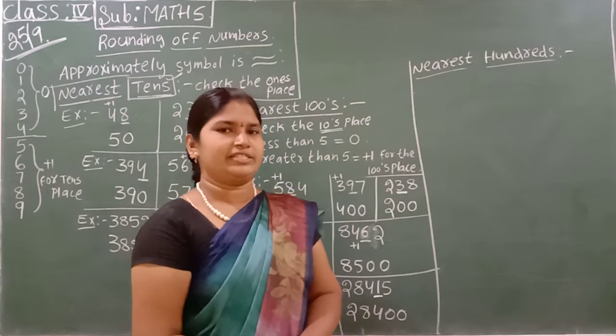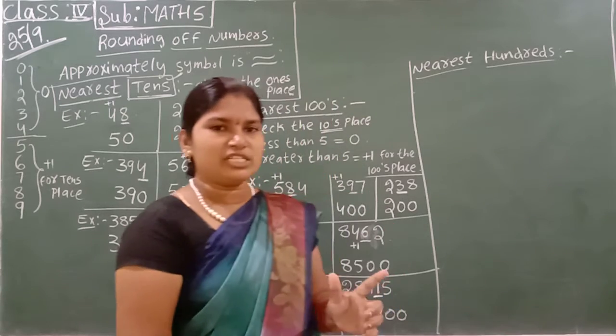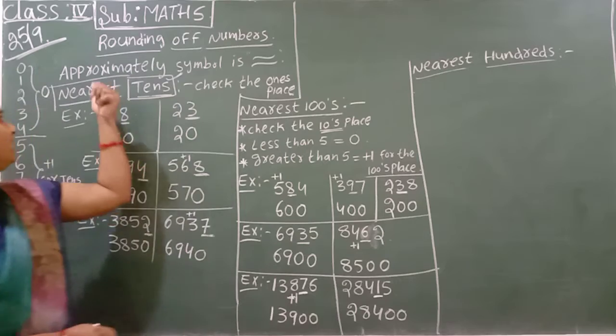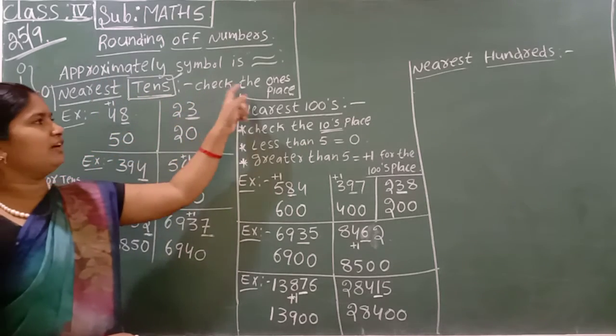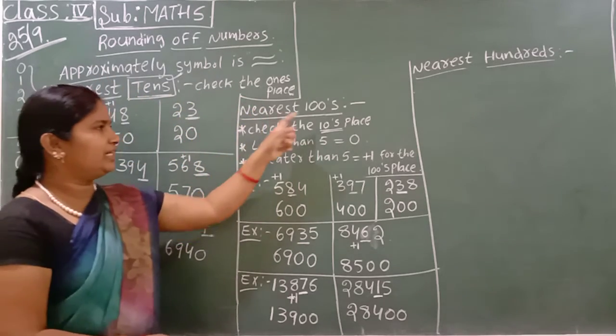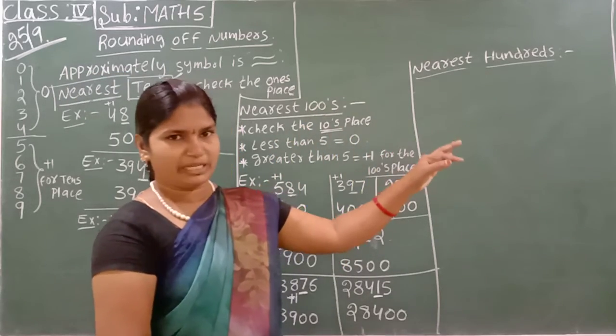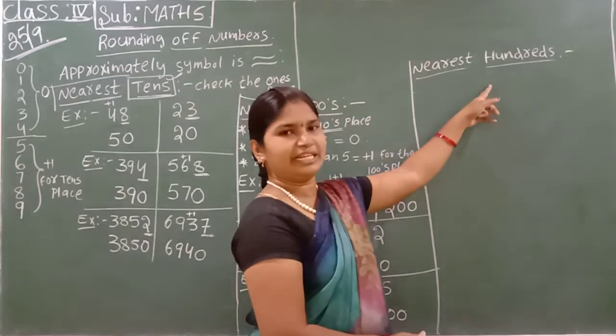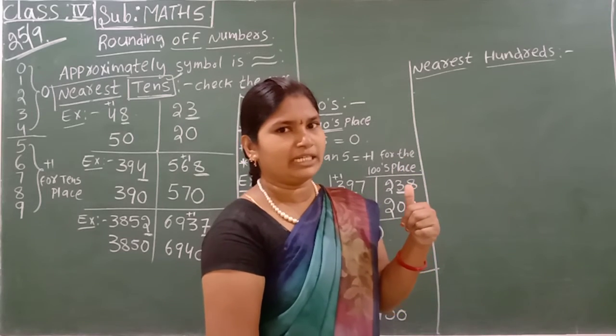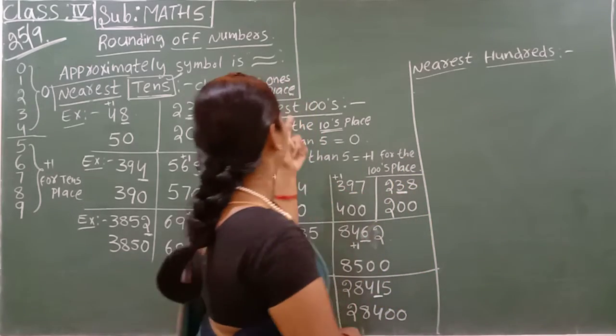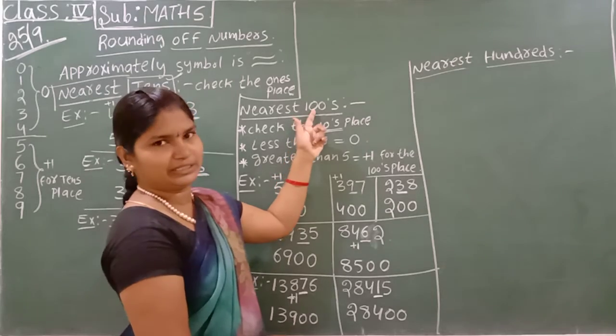Nearest hundreds. Now, tell me the first point. Nearest tens means we check the ones place. Nearest hundreds means we check the tens place, the one before it in place value. Nearest hundreds completed here. Okay.